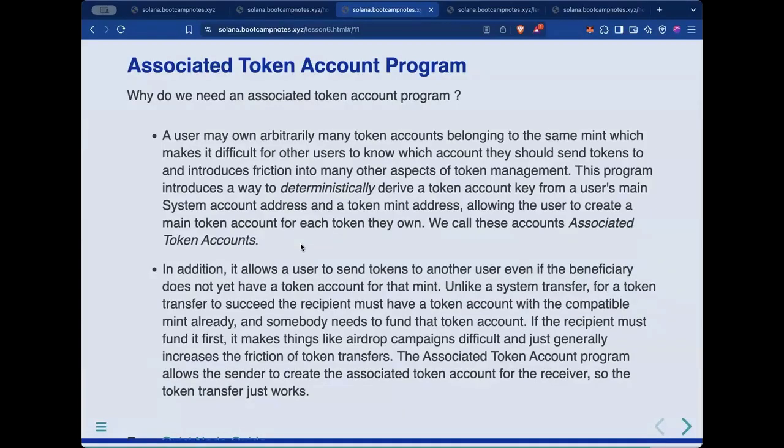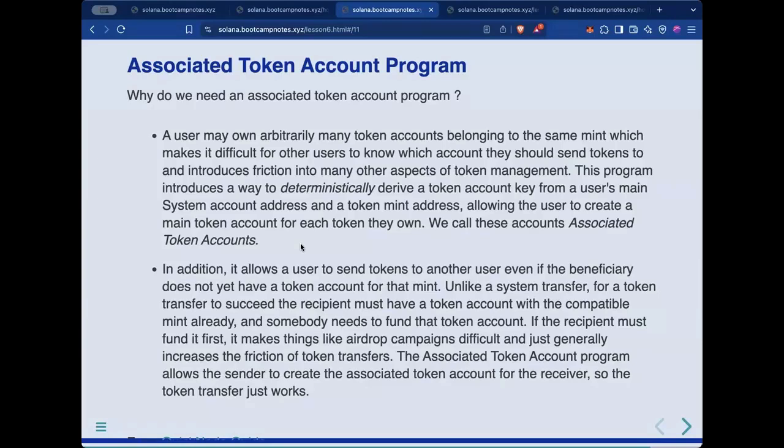And to help with this, we have the Associated Token Account Program. What this allows us to do is to work out the token account from the user's main account, their everyday wallet account. So it's a way that we can start at that and then from that work out the account address that's associated with a particular token. And this uses these things called associated token accounts.